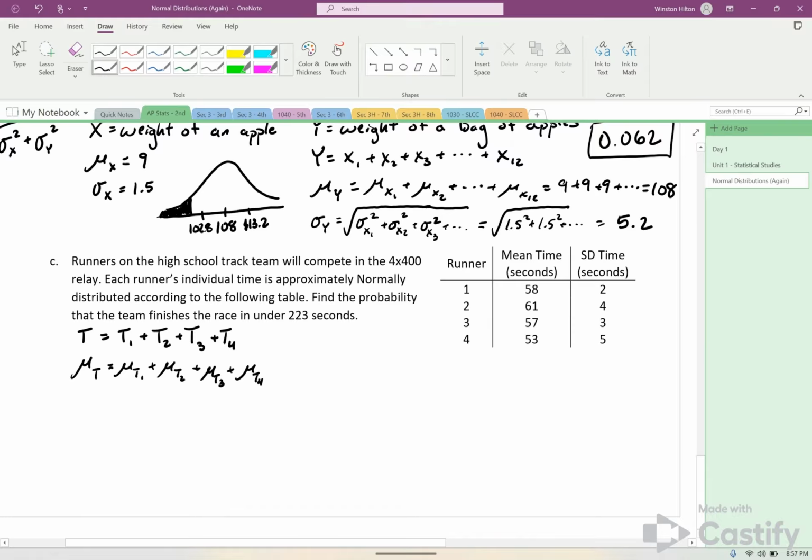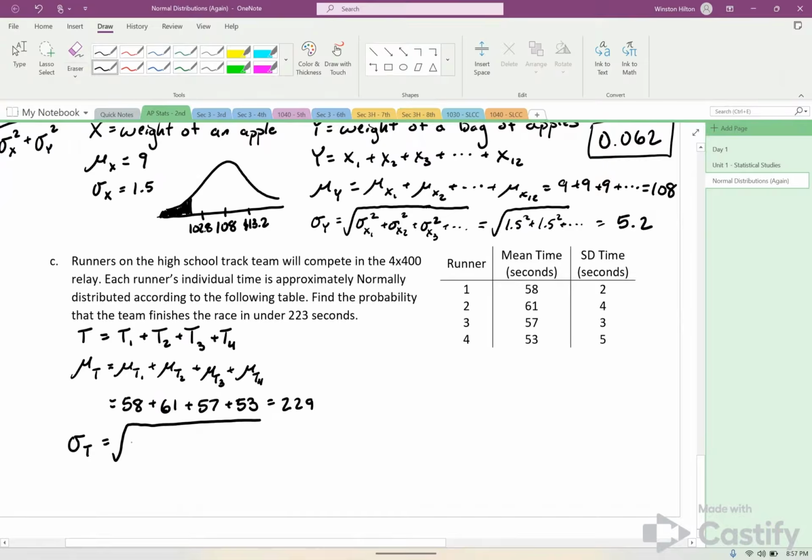All right, the average for runner 1 is 58 seconds, runner 2 is 61, runner 3 is 57, runner 4 is 53. So that gives us an average total time of 229 seconds. Now we got to get the standard deviation for the team's total time. That's going to be the square root of the sum of the variances.